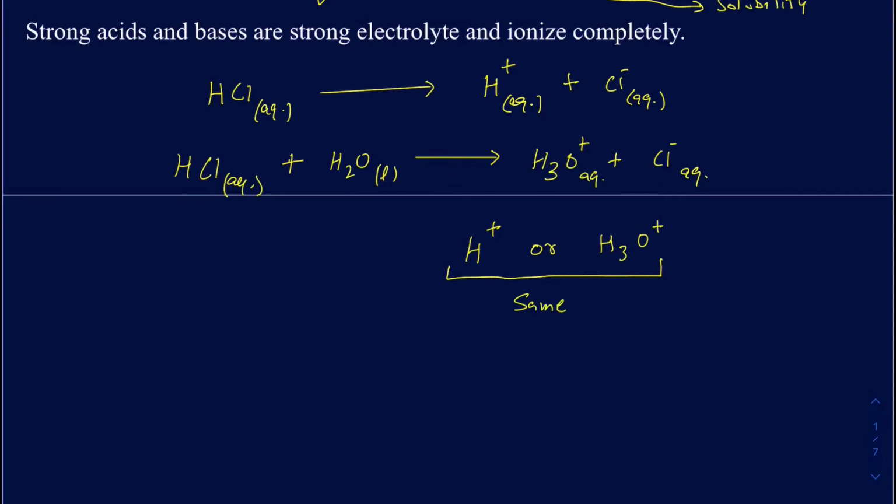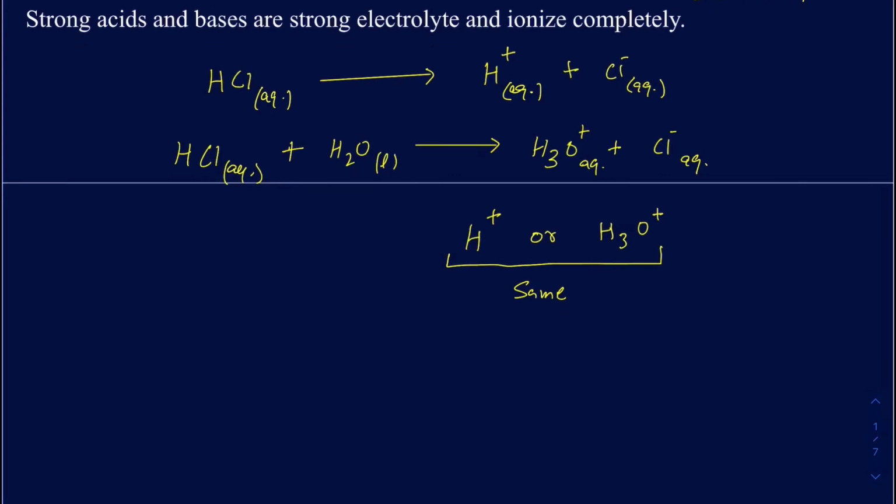Some teachers prefer to write H plus, some prefer to write H3O plus. To be exact, H plus is usually written in a Gen Chem course or an introductory course, but H3O plus, also called the hydronium ion, is used mostly in organic chemistry. That doesn't necessarily mean you don't see H plus written in organic chemistry, so make sure you know H plus and H3O plus are literally the same thing.